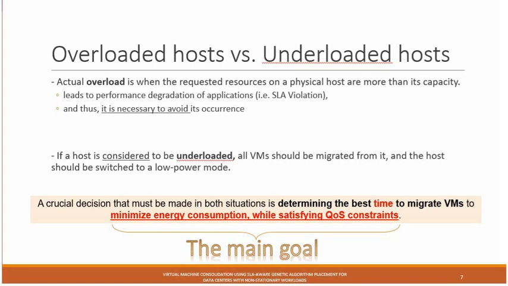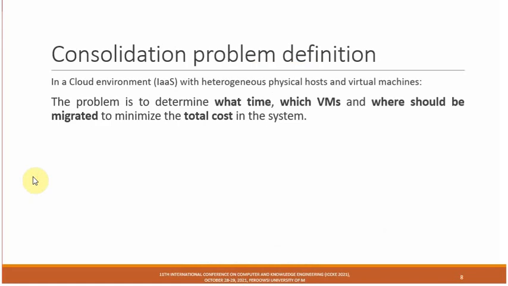Therefore, there is a trade-off between energy consumption and SLA violation. The main goal of VM consolidation is to minimize energy consumption while satisfying quality of service constraints. Based on the things discussed, the consolidation problem can be summarized as follows. Determine at what time, which VMs, and where VMs should be migrated to minimize the total cost in the system.